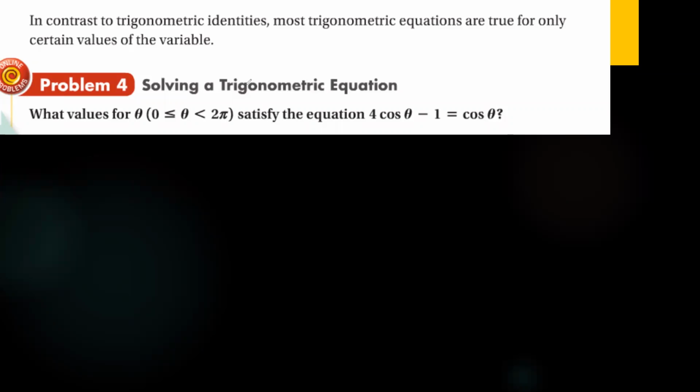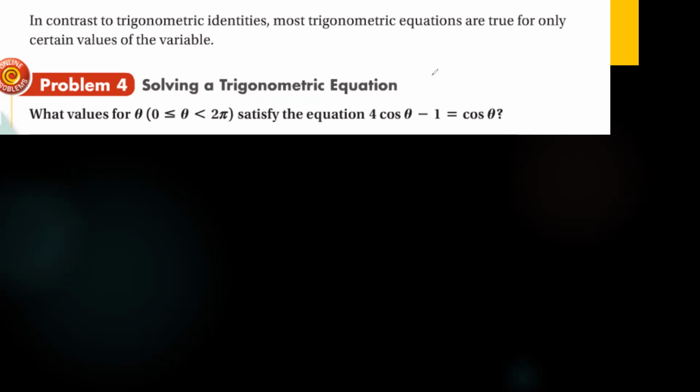In contrast to trigonometric identities, most trigonometric equations are true for only certain values of the variable. As we have equations for expressions, for logarithms, and for exponential functions, we have equations for trigonometric functions too. So in this lesson, we are going to see how we can solve trigonometric equations.